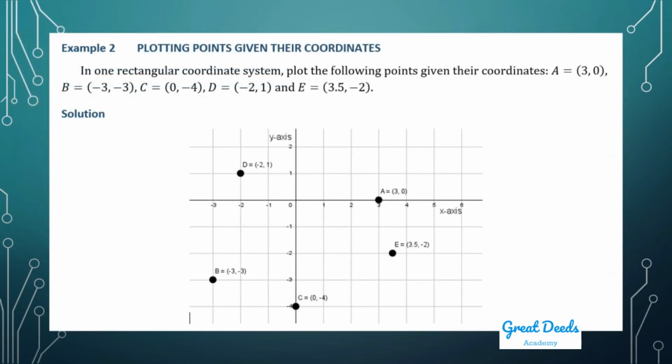So how do we plot a point given its coordinates? 3 is the x-coordinate, 0 is the y-coordinate. So this point lies on the horizontal axis. That is point A. Point B: draw a line through -3 perpendicular to the x-axis, and then -3 is the y-coordinate. Draw it, and the point of intersection is where you will find your point B.